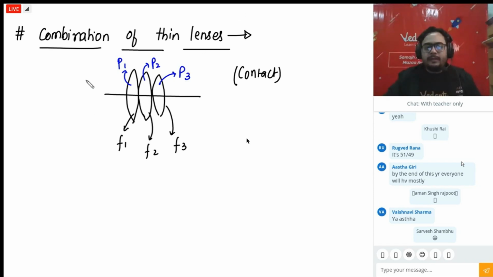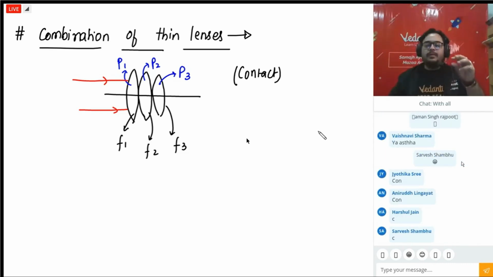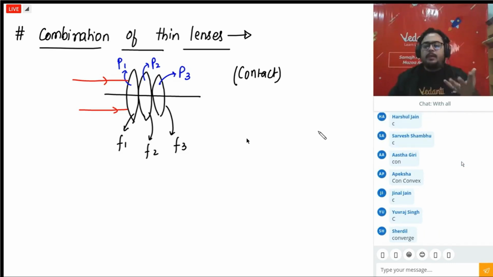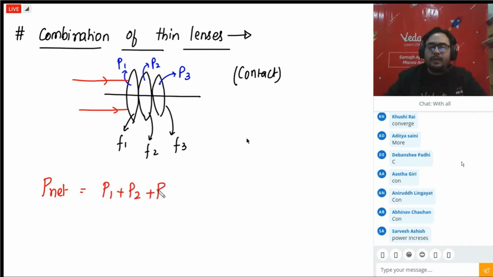So whenever a ray will come from left, what will lens 1 do? Will it converge it or will it diverge it? Just tell me. What will the first lens do? Will it converge or will it diverge? It will converge. What will the second lens do? It will converge it more. What will the third lens do? It will converge it more. So basically for a combination of lenses, net power can simply be defined as addition of all the powers.